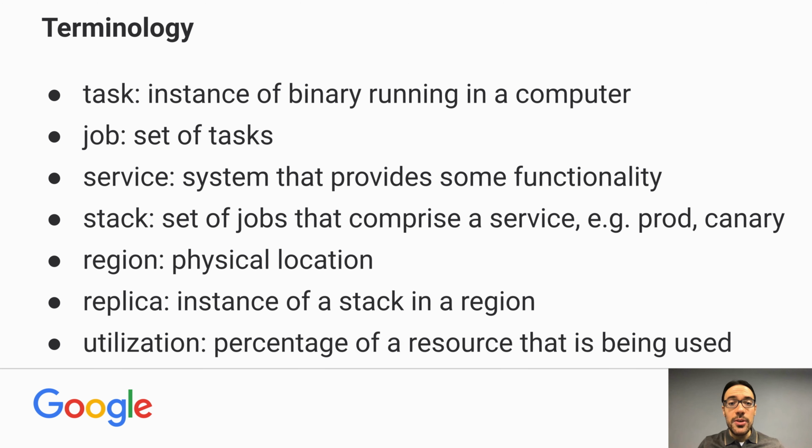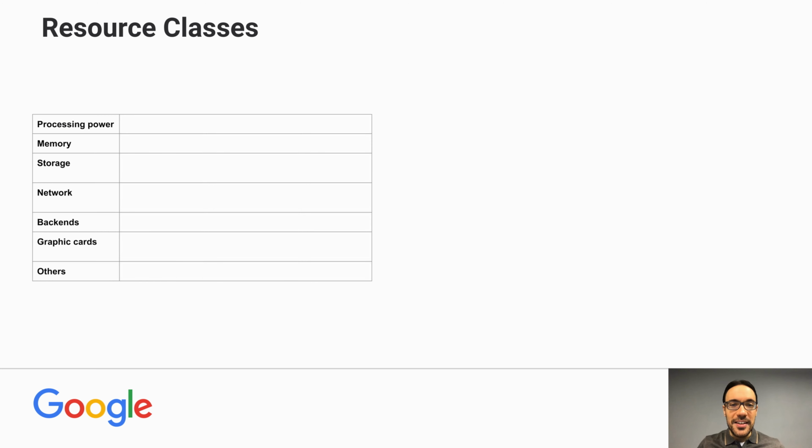Finally, I will use the term utilization to refer to the percentage of a resource that the service is actually using. For example, a storage utilization of 97% for a service means the service is using most of the storage available and could soon run out of space to store any new data. Let's get started with resource classes.